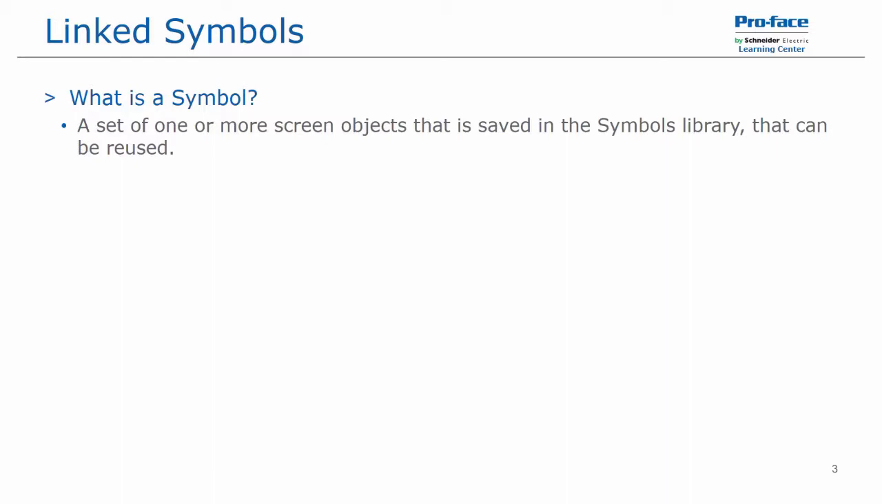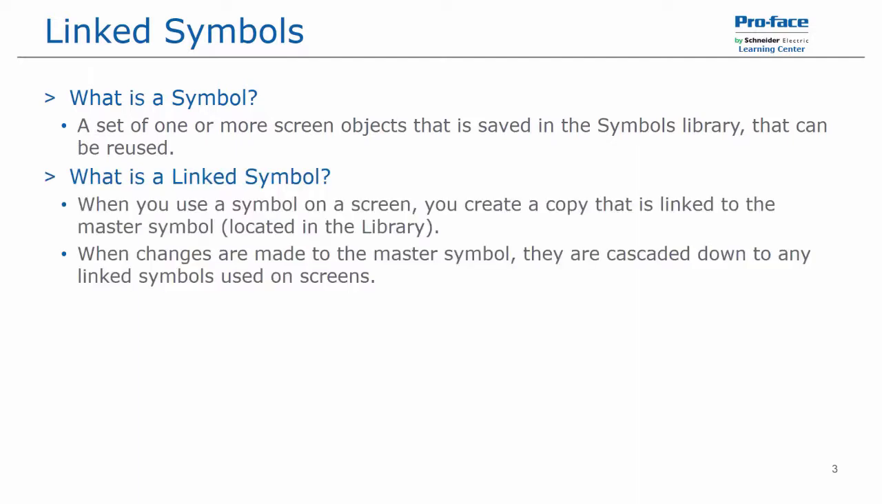We will begin by first discussing what a symbol is. A symbol is a set of one or more screen objects that is saved in the symbols library and that can be reused on any screen. So for a link symbol, when you use a symbol on a screen, you essentially create a copy that is linked back to the master symbol, which is located in the symbol library. When changes are made to the master symbol, they are cascaded down to any link symbols used on the screens.